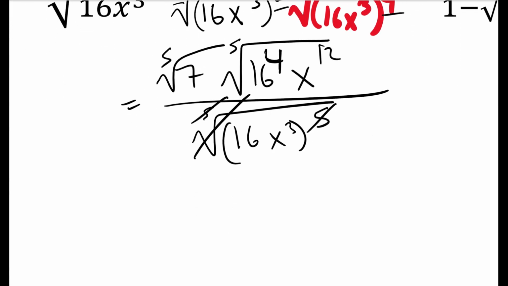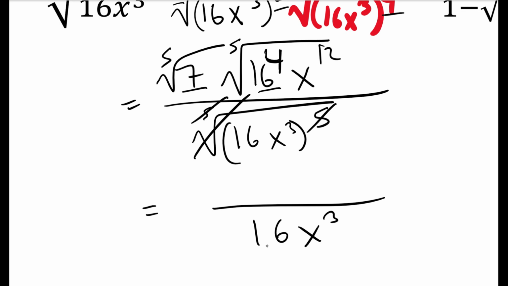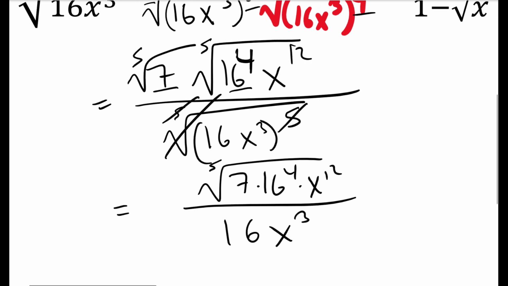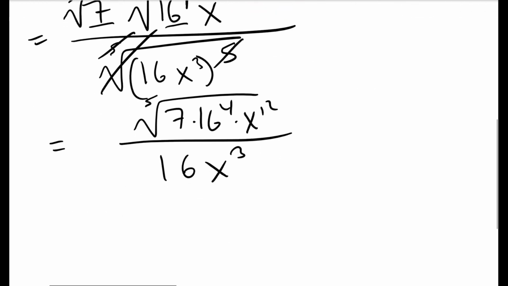All right, so far so good. On the bottom we just have 16x to the 3rd power, because the radicals in the 5 canceled. And we're going to multiply these two together. So we got the 5th root of 7 times 16 to the 4th times x squared. Now we need to just make this look simpler, make this look nicer.